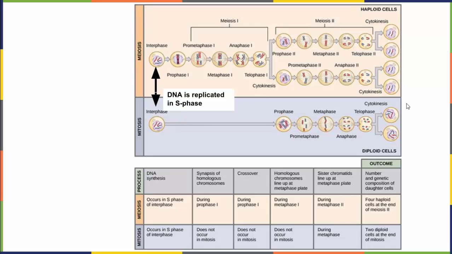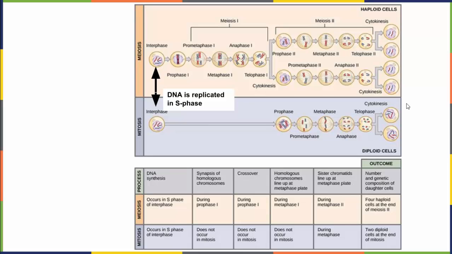If I were to say the sister chromatids are lined up on the metaphase plate, and you had to say, does this happen in meiosis 1? Does this happen in meiosis 2? Does this happen in mitosis? You'd have to think about, okay, when do the sister chromatids line up, getting ready to get pulled apart? Well, they get ready to get pulled apart in meiosis 2, and they get pulled apart in mitosis. They do not line up in meiosis 1, because meiosis 1 splits the homologous chromosomes.